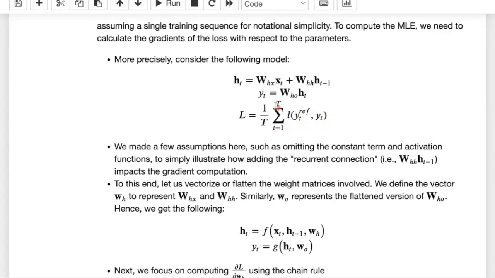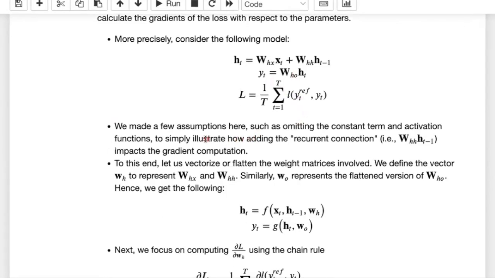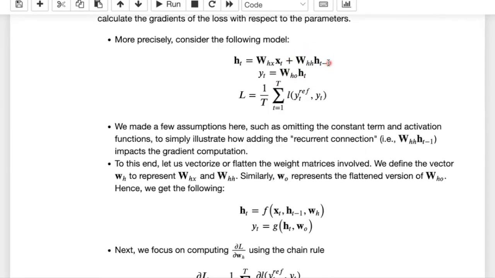So this YT here is what we get from the network, and YT reference is the actual output that we are given from our data set. Again, we want to understand that we made a few simplifying assumptions here, right? We omit the constant terms and the bias terms. We omitted the activation function. And the goal here is really to focus on the recurrent connection, which is this part, this WHH times HT minus 1. Because other than that, this is very much similar to a standard feed-forward neural network.